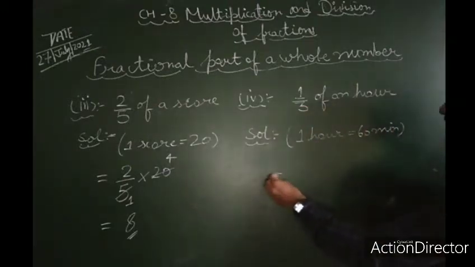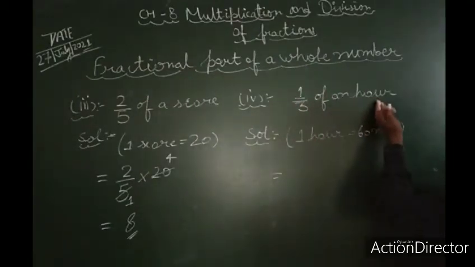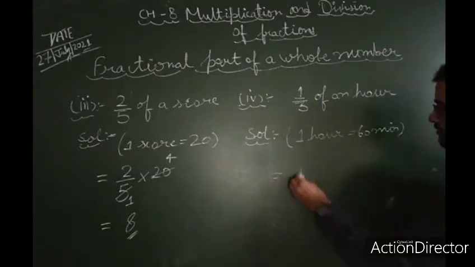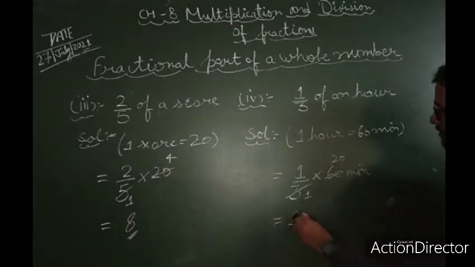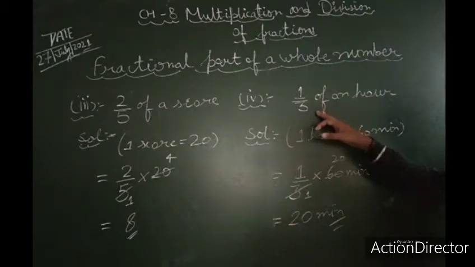And after that we apply the same rule. Here we write 1 upon 3, this "of" replaced by the multiplication symbol, and in the place of an hour we write 60 minutes. So we write 1 upon 3 multiply by 60 minutes. Now this 60 is divisible by 3. 3 ones are 3 and 3 twos are 6. And after that you multiply these two numbers, 1 and 20. So we get 20 minutes. So 1 upon 3 of an hour is equal to 20 minutes.